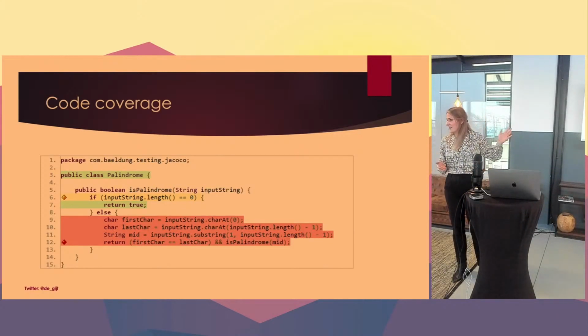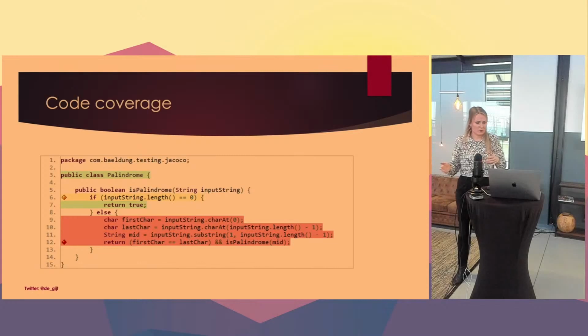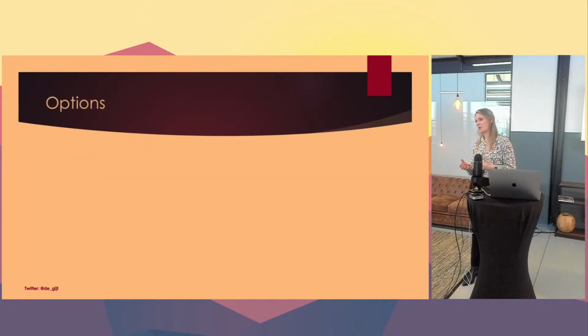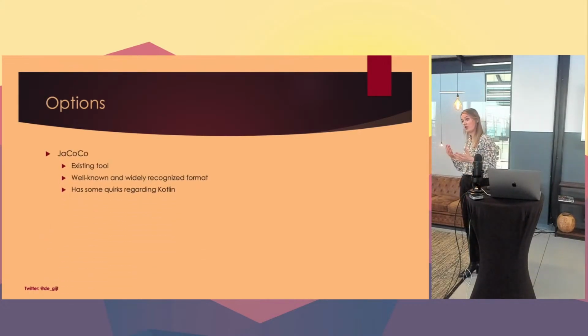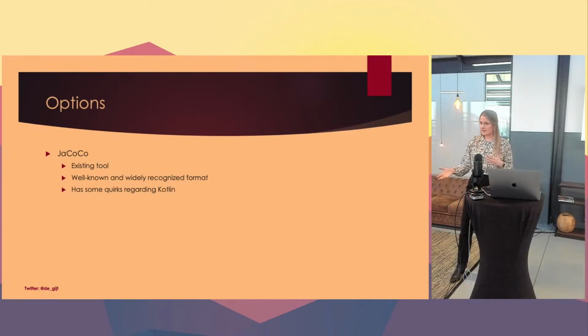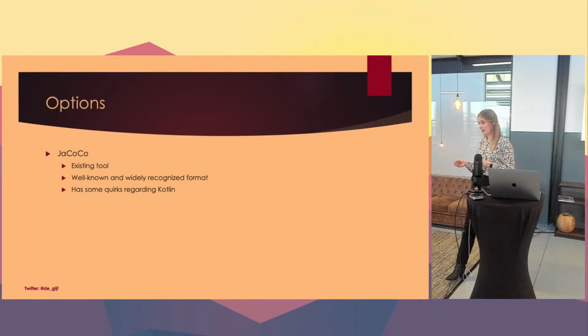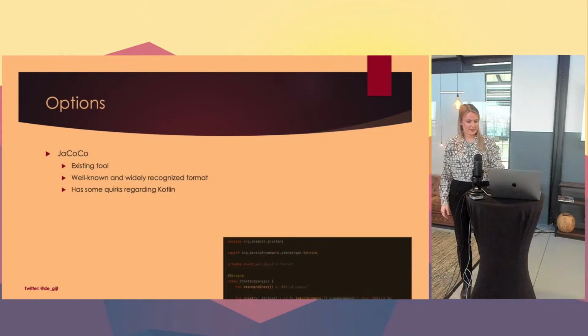Red stating that you didn't hit any of that code, green stating that you did hit the code, yellow stating that you hit some scenarios, but not all. So what kind of options do we have when we talk about code coverage? Well, maybe the most known is Jacoco, or at least for Java and Kotlin developers. It's an existing tool, very widely recognized, but it has some quirks when we're talking about Kotlin.